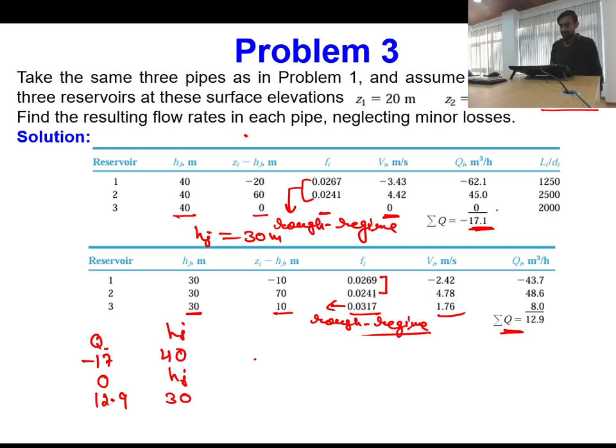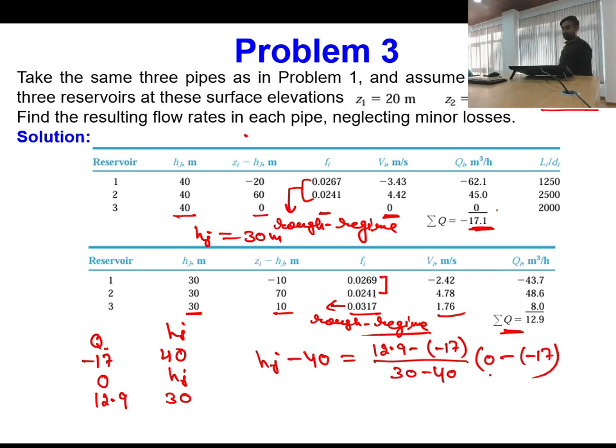So I can apply the linear interpolation: Hj minus 40 equal to 12.9 minus 17 divided by 30 minus 40, into 0 minus 7. By doing this linear interpolation, I can calculate the value of Hj where my flow condition of summation Q equal to 0 will be satisfied. From here, if you calculate Hj, it comes out close to 34.2 meters.